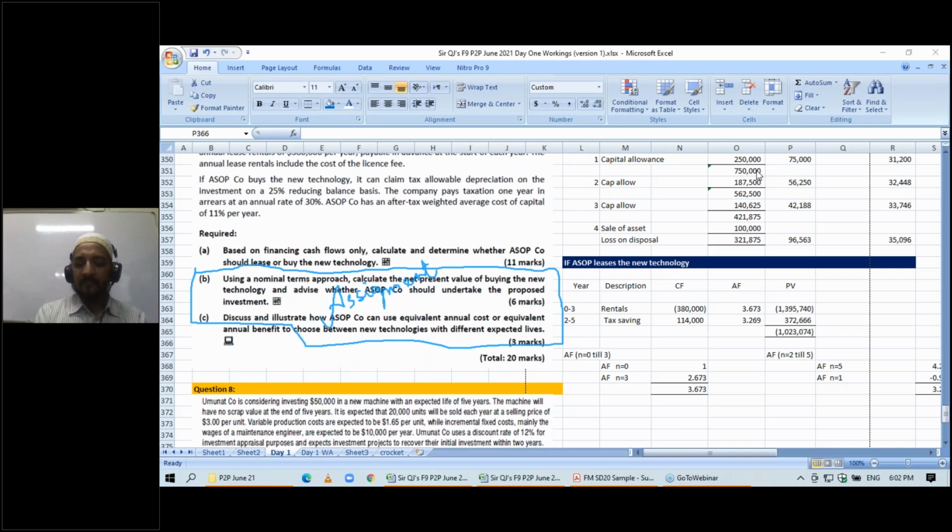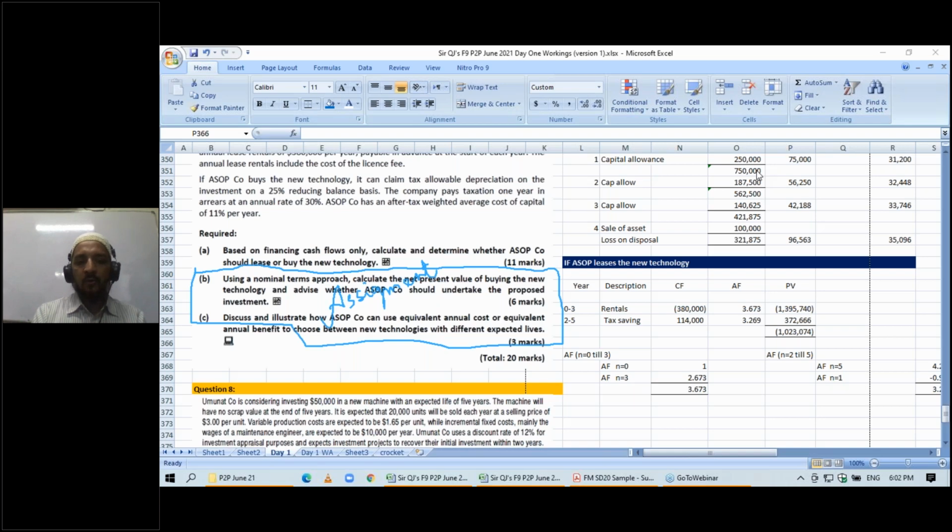Okay, so let's continue now. Our next question is Munet company, question number 8. Let's put in some time, around 10 to 15 minutes on this, and then move on to working capital management.